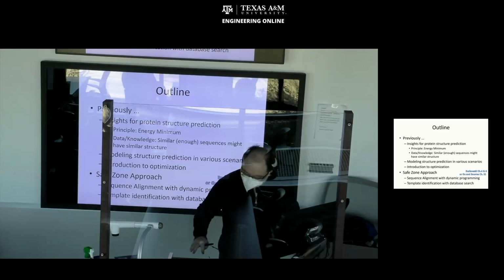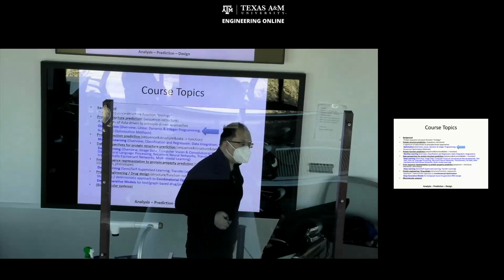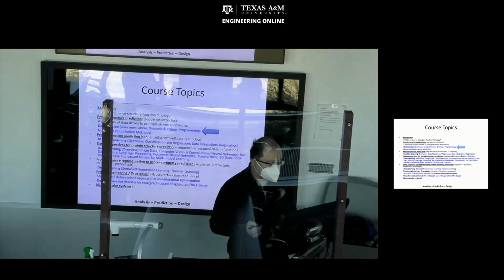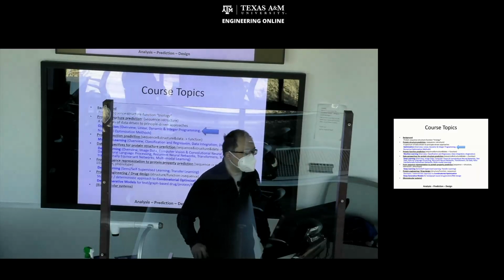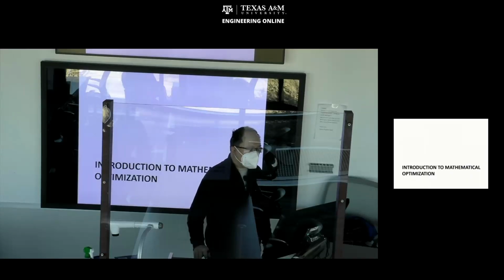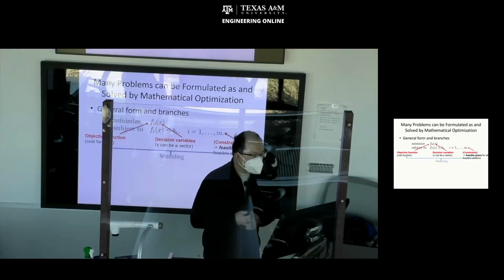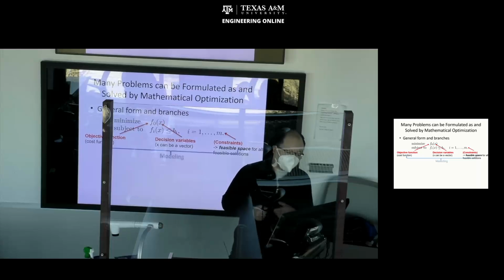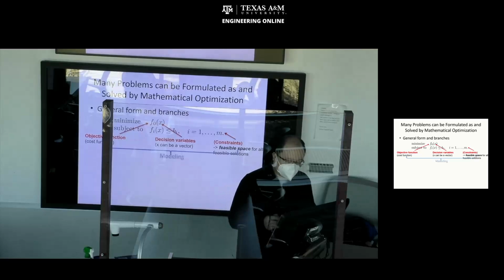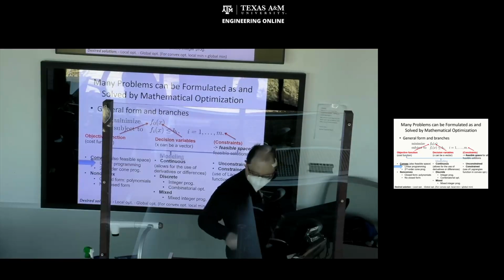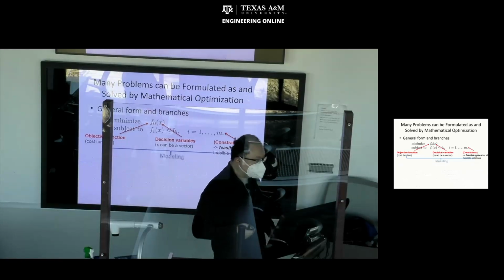So let's talk about where we are. We are talking about protein structure prediction now. We're looking at optimization perspective. And we talked about mathematical optimization in general. There are three elements of mathematical optimization: the decision variable, the constraints, and the objective function.